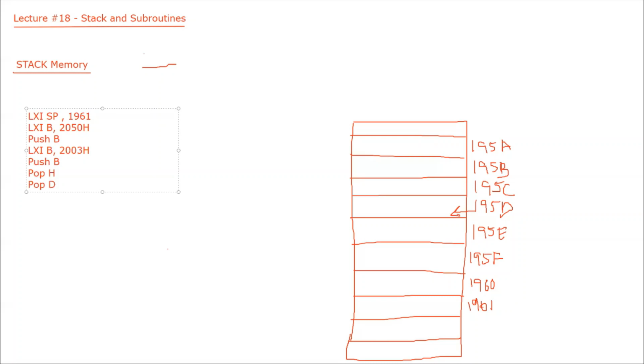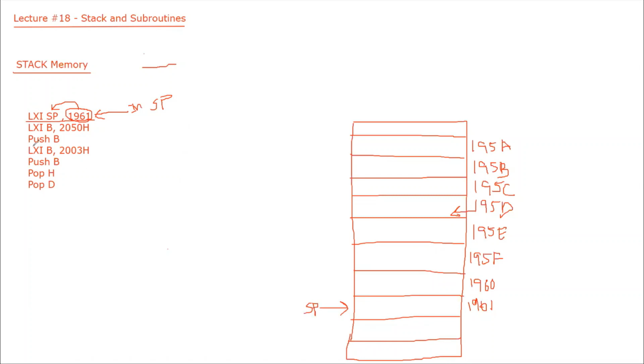Now let's see how this program is going to be executed. So the first instruction is that we are moving this 2-byte word into the stack pointer. So this will be initializing the stack pointer. So currently, when this instruction is executed, where will our stack pointer be? Our stack pointer will be here.